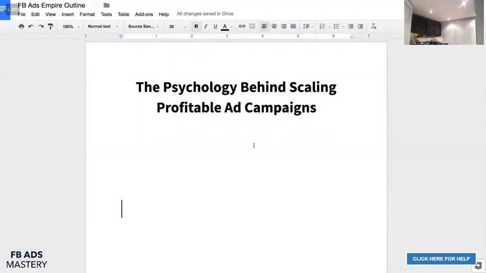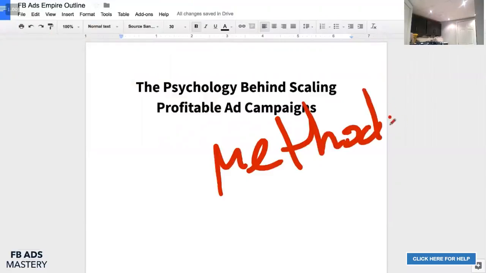So in earlier videos, we showed you the methodology behind scaling ad campaigns, which was essentially spending more money per interest. It was adding an additional interest, maybe adding a lookalike interest. It's just spending more money. That's essentially how you scale ad campaigns. You spend more on the ad campaigns that are working.